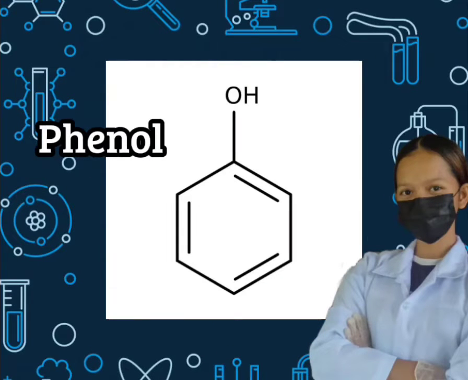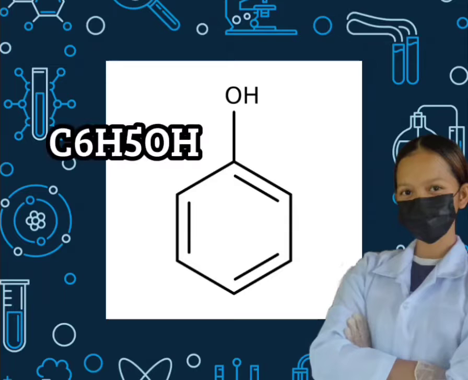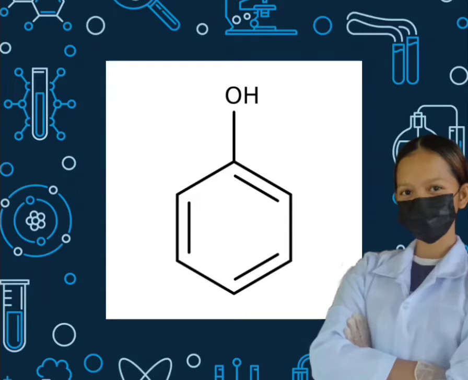And that is the end of our topic, aldehyde. Phenol. Phenol, also called carbolic acid, is a class of organic compound consisting of one hydroxyl group or OH group bonded directly to an aromatic hydrocarbon group. Phenol has the molecular formula C6H5OH. So how do we name a phenol?